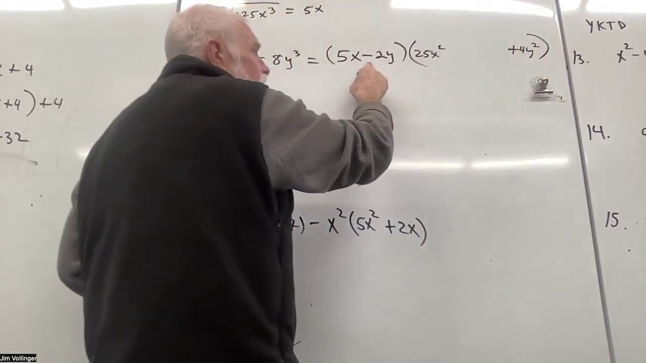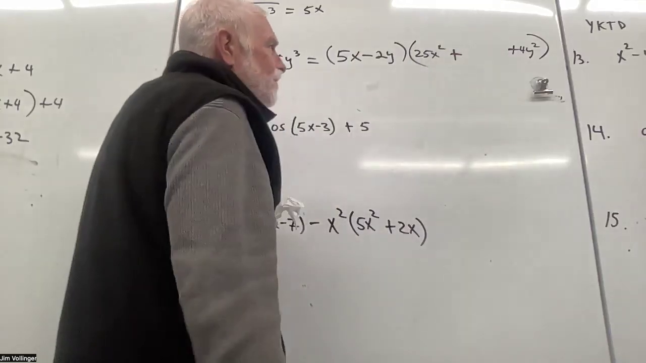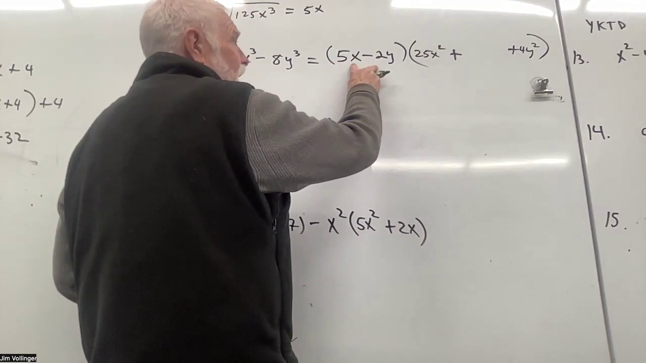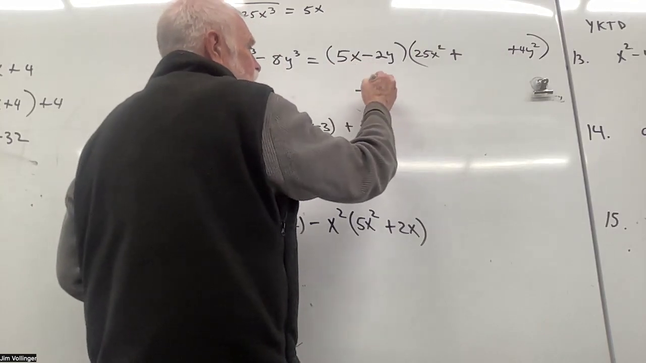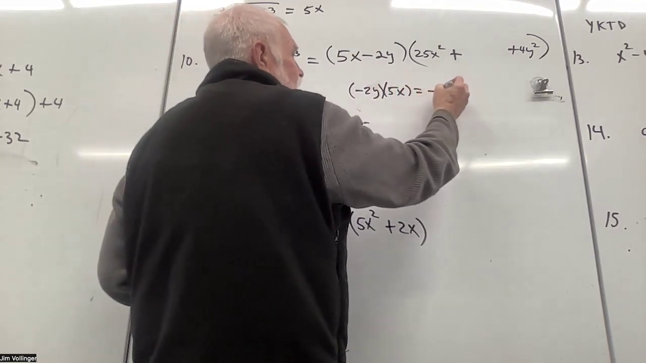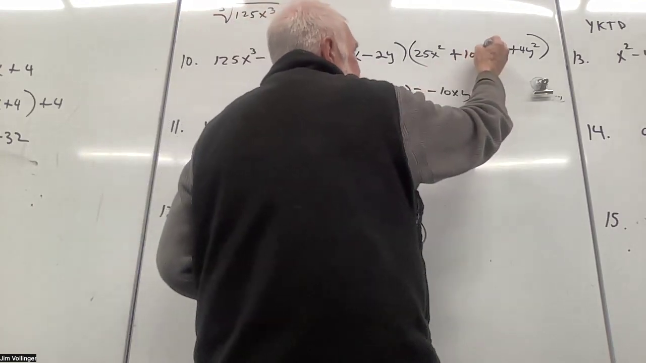And what goes in the middle? Some cancellation. Otherwise, I'm going to get 6 terms. And I want 4 of them to disappear. And the way to make that happen is to multiply minus 2y times 5x, which equals minus 10xy. And remember to change the sign.